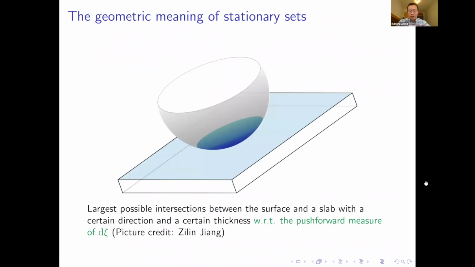Okay, so one geometric interpretation of the stationary sets that I like a lot is that once you're fixing your x, then how to find the stationary set? Then you're actually looking for the largest possible intersection between your surface and the slab with a given direction and a given thickness. So you move the slab around in space and try to find the largest intersection. So for technical reasons, it's also with respect to the push forward measure of dc for natural reasons onto this surface. And my friend Zilin Jiang made this very nice picture for me. So this is a very nice geometric meaning of stationary sets in this Fourier restriction problem.